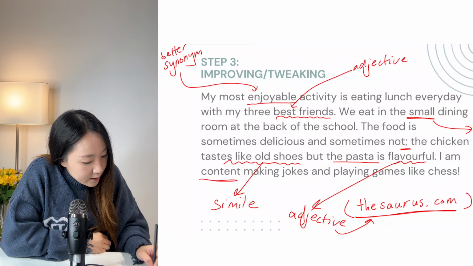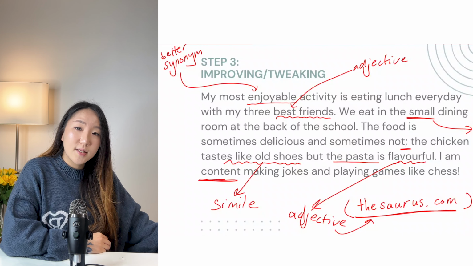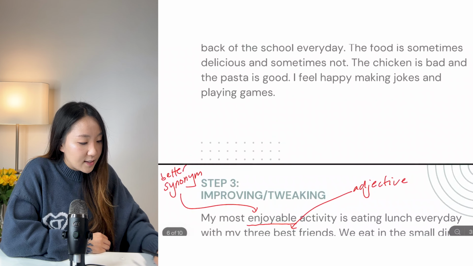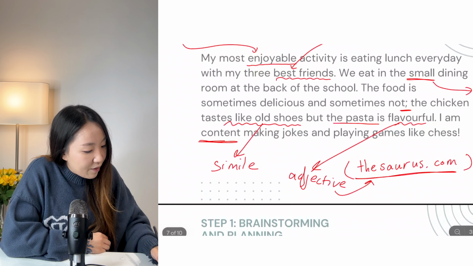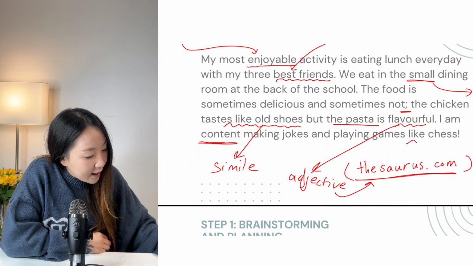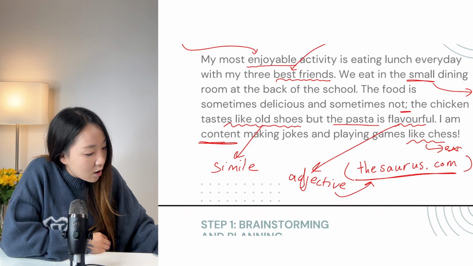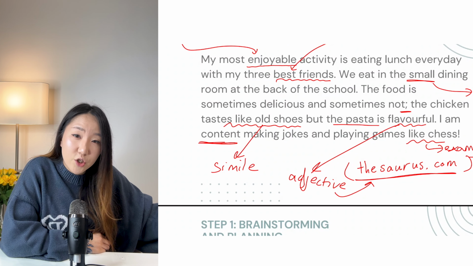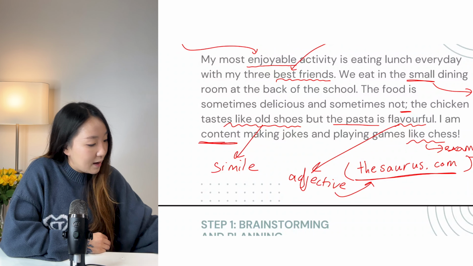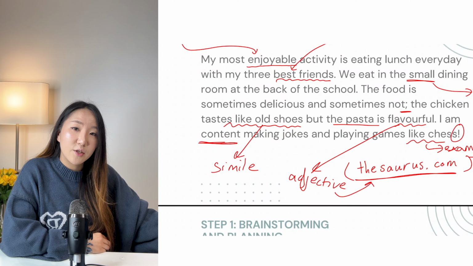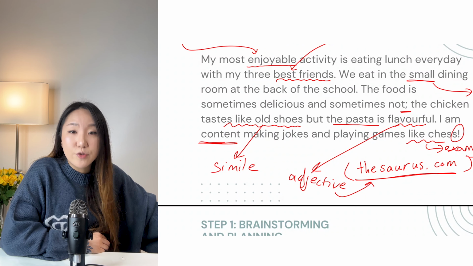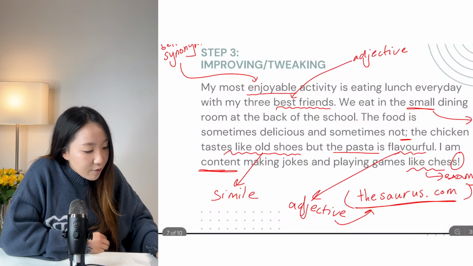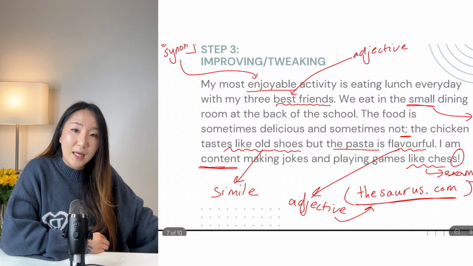Here, I am content. Instead of just saying happy, we are saying content. And then playing games like chess. So we're using an example. When you use an example, your writing is more rich. It's more powerful. And then finally, exclamation mark to give it more interest. So it's very simple. Let's read the whole thing together.